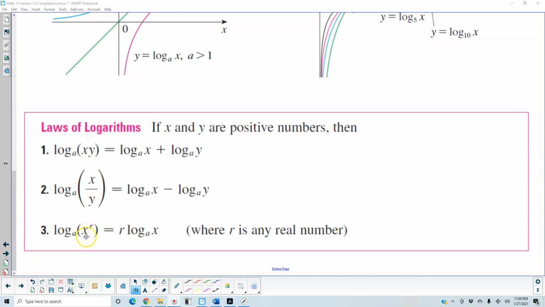Log base a of x to the exponent of r equals r times log base a of x, where r is any real number.